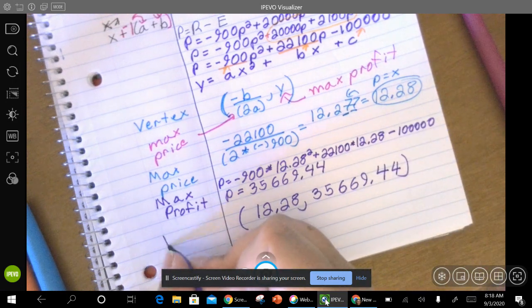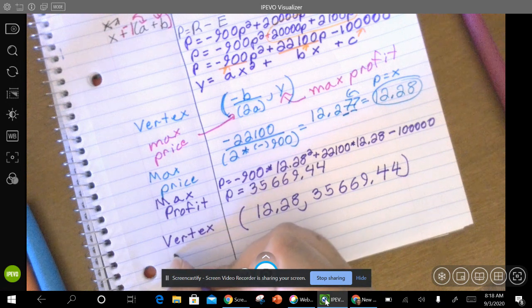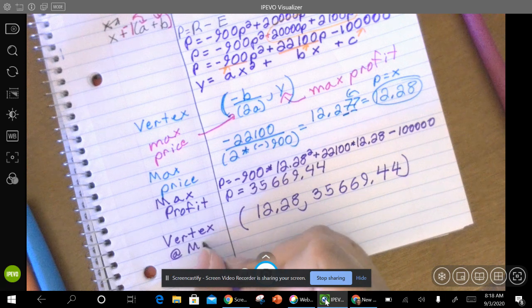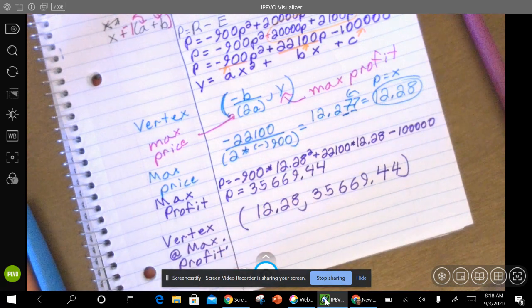Okay, so this is the vertex at the maximum profit. Okay, everybody, you got this.